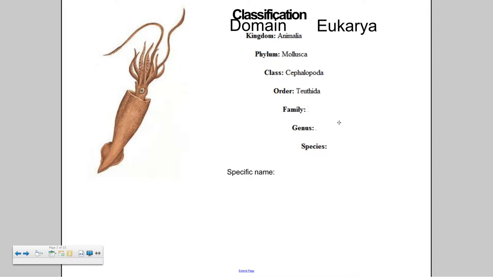Now, this is in the order called Teuthida. It's in the family Loliginidae. It's in the genus Loligo. And it's in our species, Brevipenna. So what's its specific name? Good. Loligo Brevipenna. What's the purpose of this whole classification? What's the reason why we do this? To make a universal language that we understand around the world. And when we say we, we mean we as scientists around the world. Any questions about this? Okay, awesome. So then let's move on.